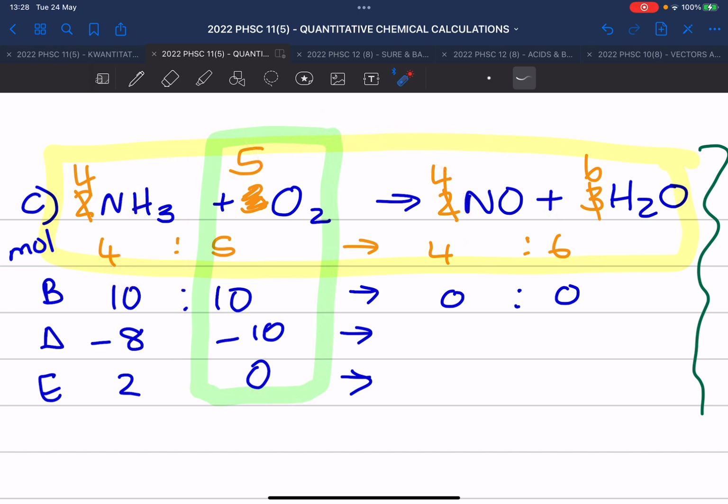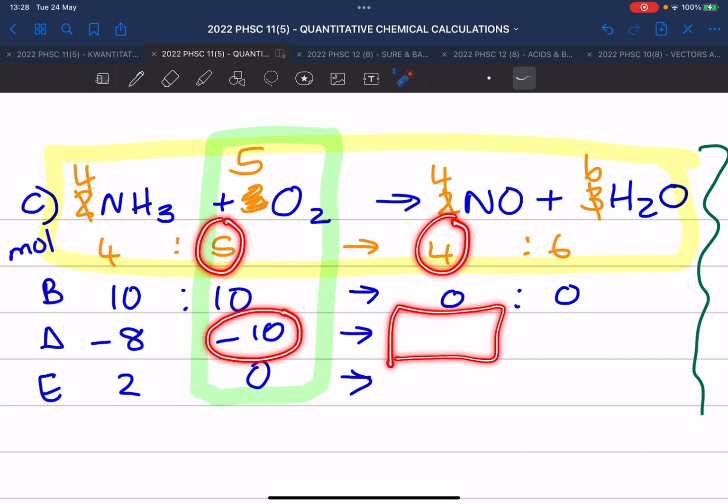Okay, so let's check here. Are you ready? Yes, ma'am. Okay, this mole ratio is 5:4. But you don't have 5, you use 10. How much will you get there? What do you do from there to there? Say again? Yes, plus 8.